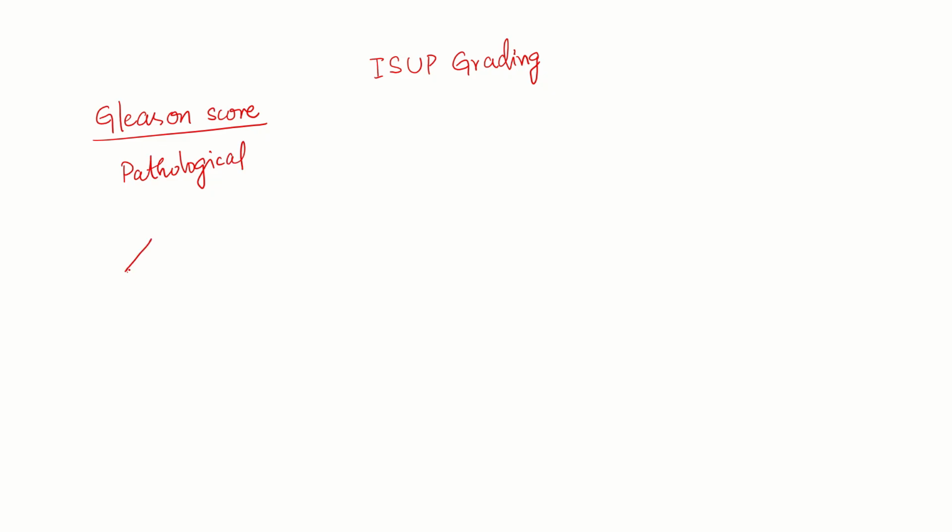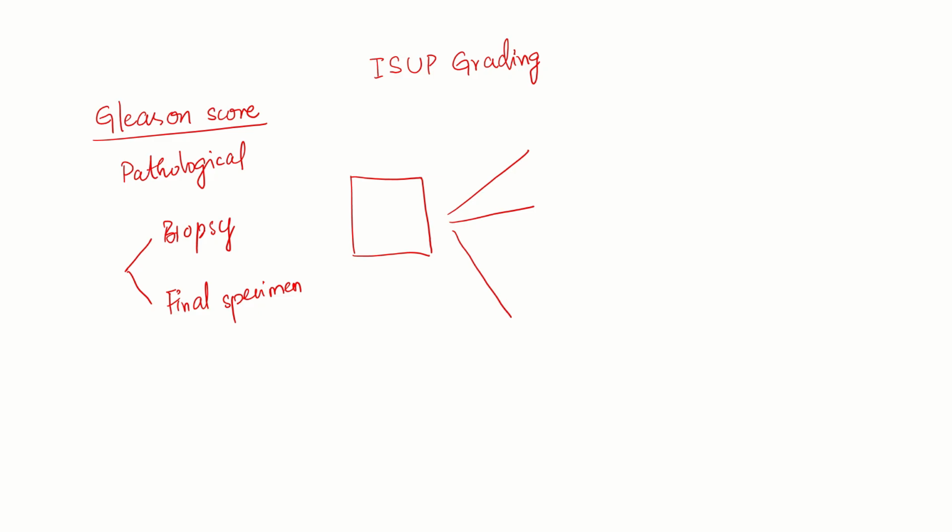Moving on to the next part, that is the ISUP grading system. To understand ISUP grading, we need to understand what Gleason score is. Gleason score is a pathological score calculated from either the biopsy or from the final specimen. Here we look at the pathology slides and we see the glandular formation. So there are three Gleason scores: 3, 4, and 5. 1 and 2 are not included in the malignancy.